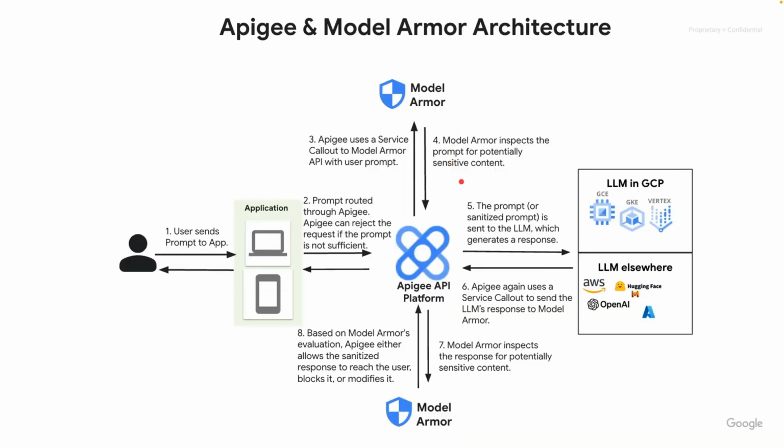And then that prompt, after it is sanitized for sensitive information, is sent to the LLM, which generates a response. As you can see here, the LLM can be in GCP or anywhere else outside of the Google Cloud ecosystem. But then Apigee uses a service callout again once it gets the response and sends it to Model Armor. Model Armor is going to inspect that response for any potentially sensitive content. Based on Model Armor's evaluation, Apigee either allows that sanitized response to reach the user, blocks it, or modifies it. So at a high level, let's go ahead and dive into the demonstration.